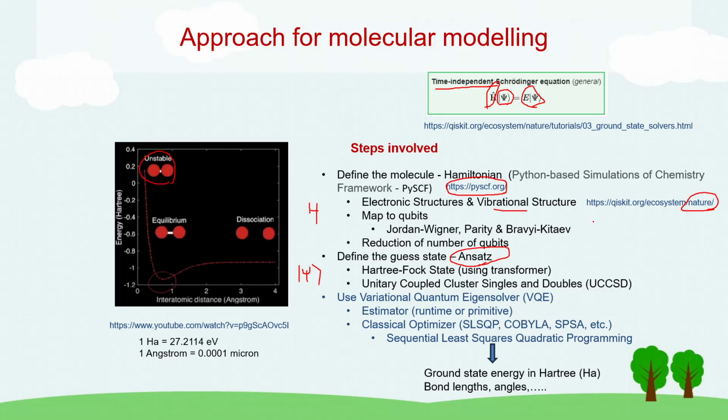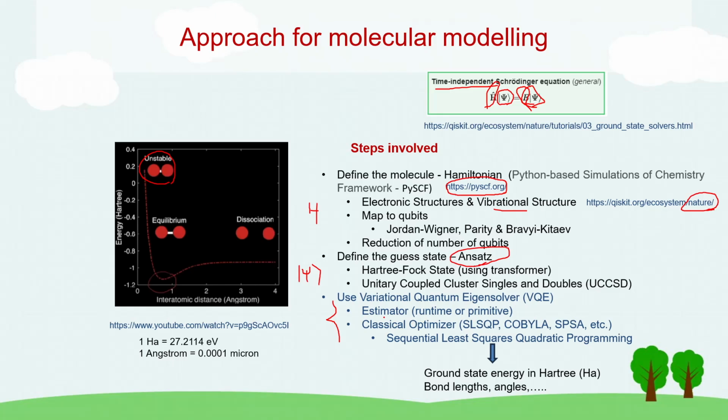Next, what we have to do? We need to get the ground state energy. You may not get it in one instance, so you may have to do it repeatedly, and that is what is being done with the help of VQE. So VQE stands for Variational Quantum Eigensolver. Okay, it's a quantum algorithm which has got some sub functions.